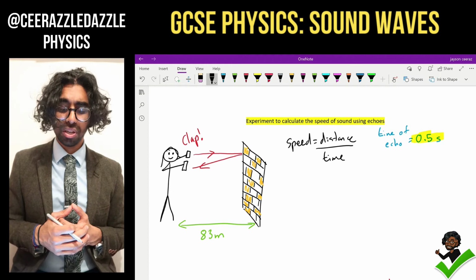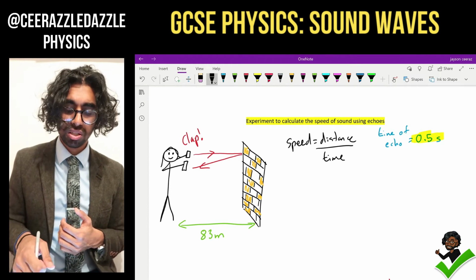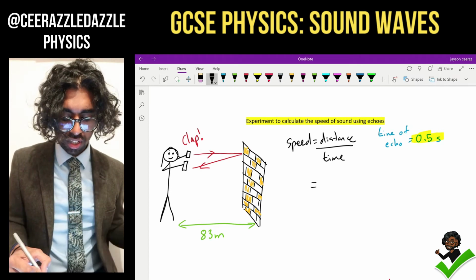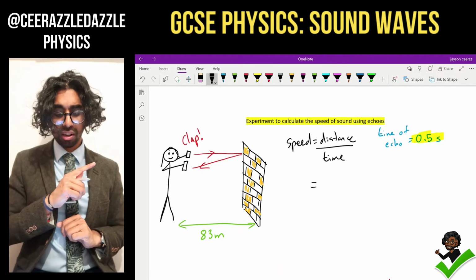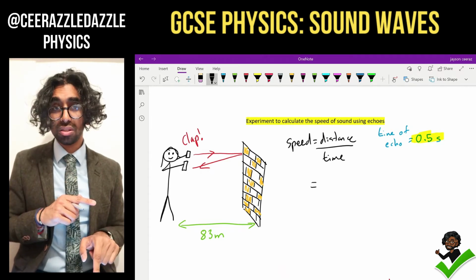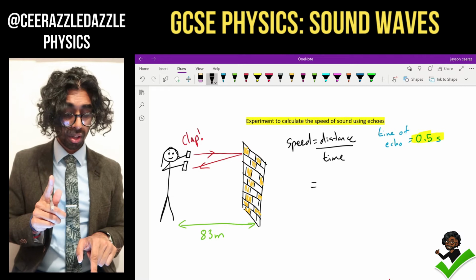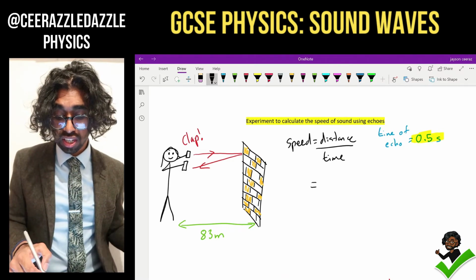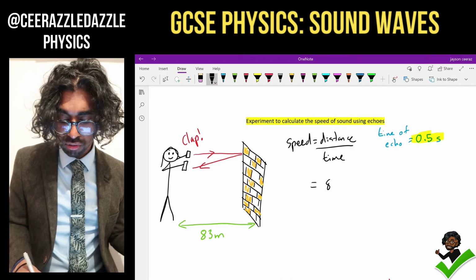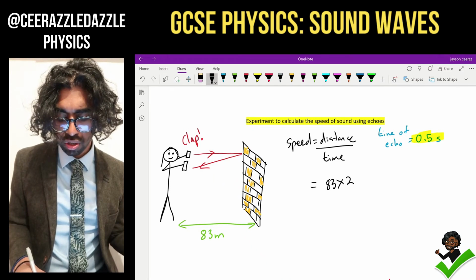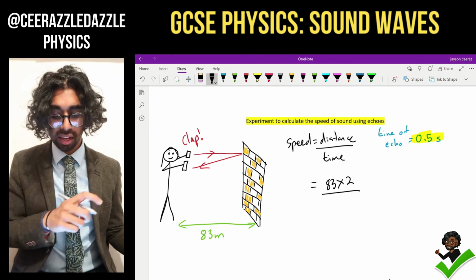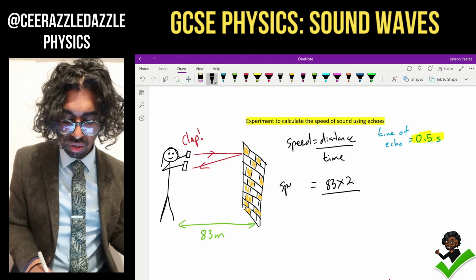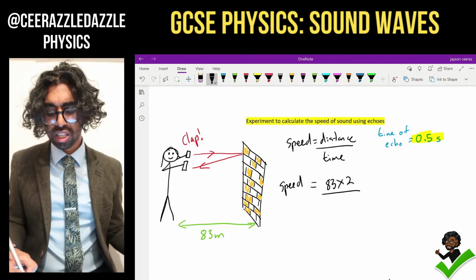We can calculate the speed of sound by using speed is equal to distance divided by time. What is the distance that the sound has travelled? Is it 83 meters? No. The reason why is because I'm going there and back again. So therefore the distance is going to be 83 meters multiplied by 2 because I'm going there and back. So speed is equal to 83 times by 2.